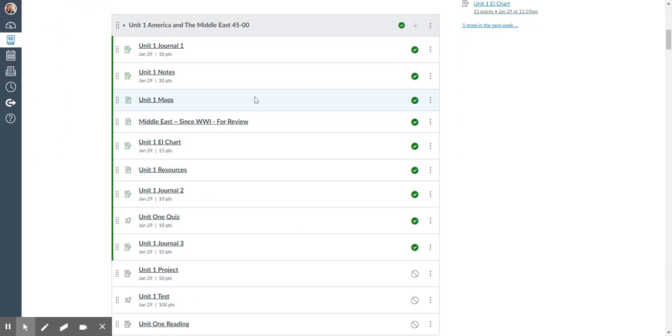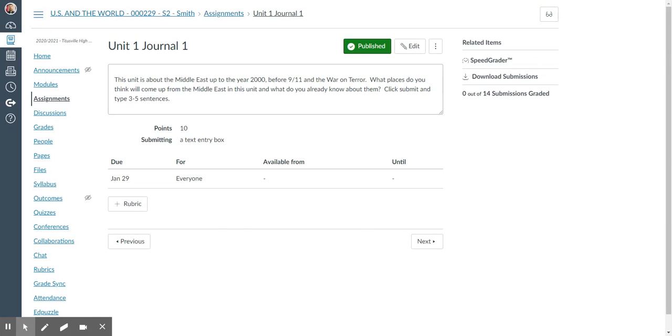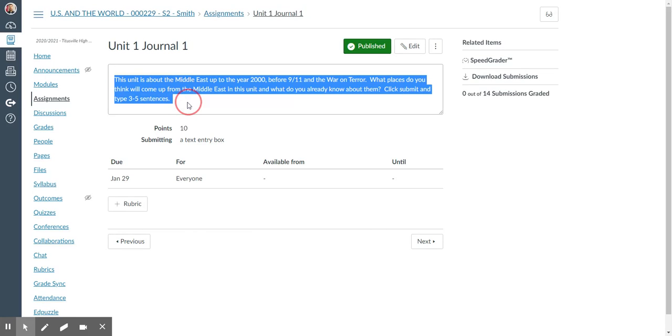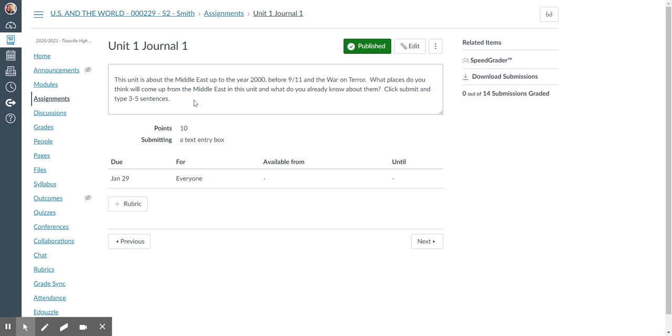And then there's the actual first unit. For today, on Thursday, you can complete, first of all, the Unit 1 Journal 1. And you just click on Submit, and a text box will open up, and you will address this prompt. This unit is about the Middle East up to the year 2000, before 9/11 and the War on Terror. What places do you think will come up from the Middle East in this unit, and what do you know about them already? Click Submit and type 3 sentences to address that prompt.